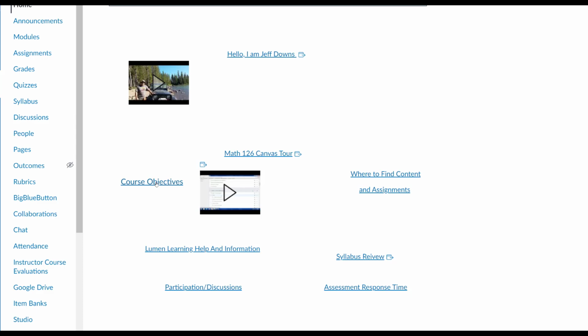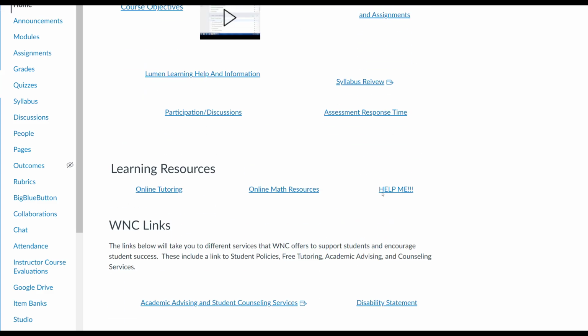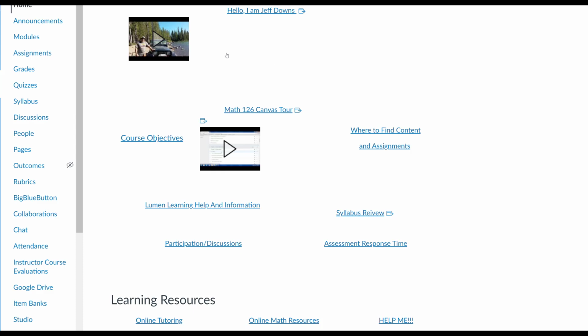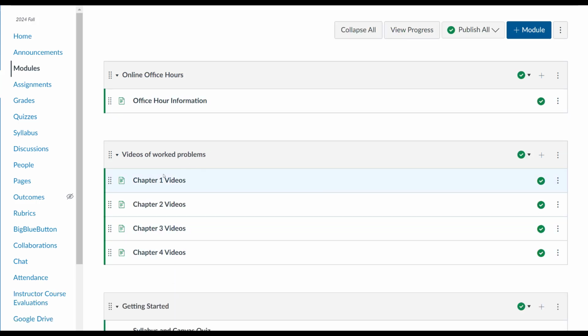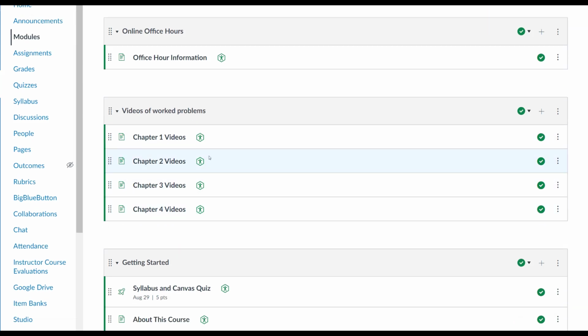Here's the Canvas tour, course objectives from the Lumen course objectives. In the syllabus, I have the W&C course objectives, and then some stuff about Lumen learning and information, and then the syllabus review that was done a little while ago. So you have some resources here, some important things, the modules where a lot of the content is located. These are videos that I've worked that people ask for problems, so I make a video and share with the whole class.